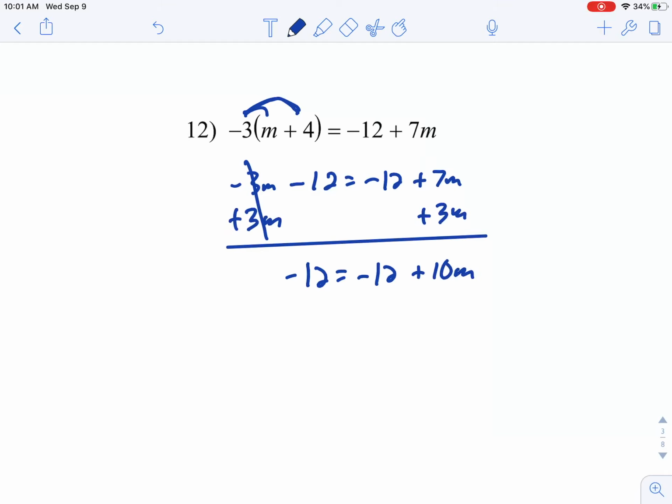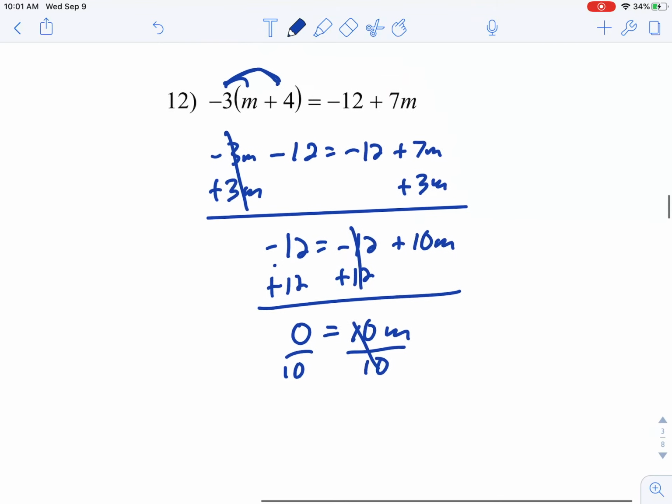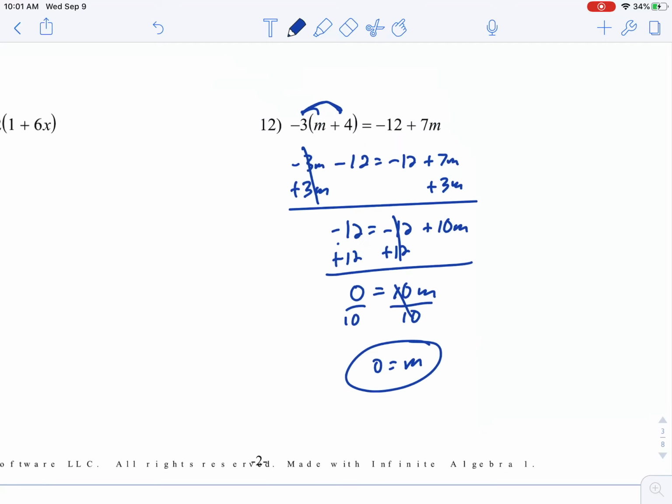Now that my variables are consolidated, I can solve or isolate. So I'm going to add 12 to both sides. -12 plus 12 is 0. Divide both sides by 10, and you get m equals 0. So that's what we said the answer was.